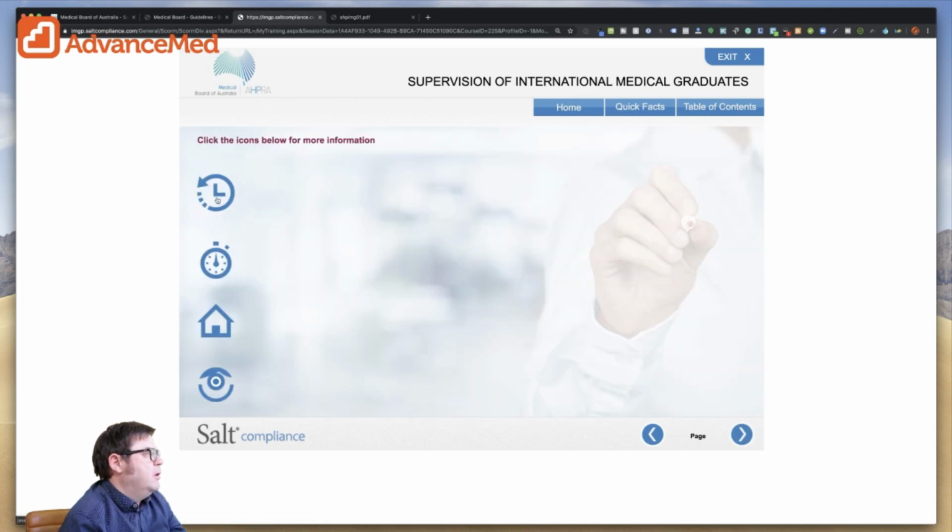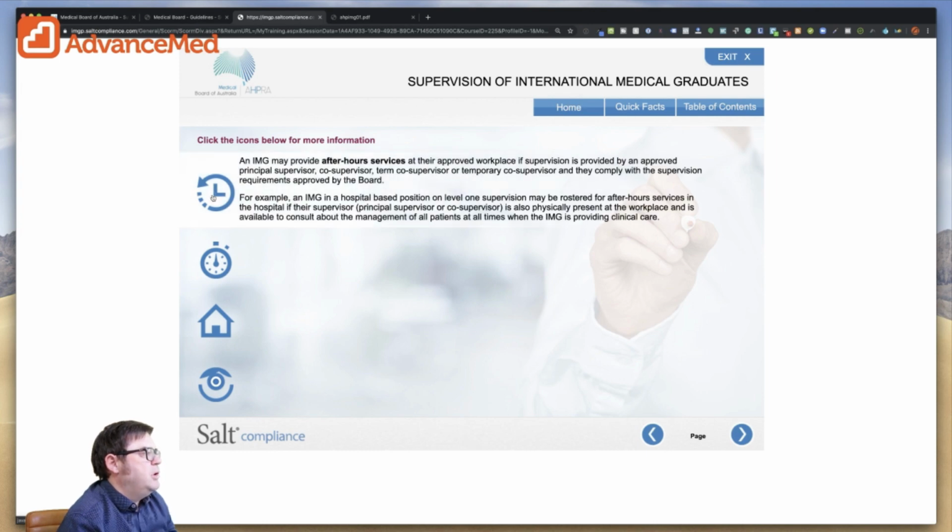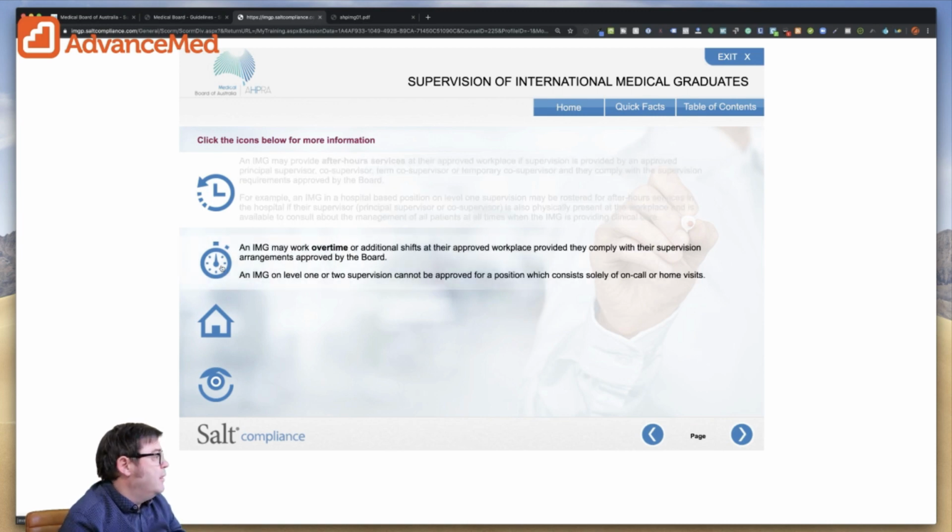Supervision of IMGs, more info. An IMG may provide after-hours services at their approved workplace if supervision is provided by an approved principal supervisor. For example, an IMG in a hospital-based position on level 1 may be rostered for after hours if the supervisor is also physically present. As I said, that's not usually the case. An IMG may work overtime at their approved workplace provided they comply with supervision arrangements approved by the board.